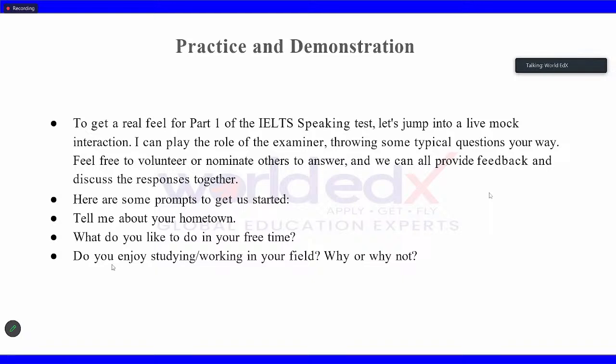Pearl, Urvashi, Kavi, Adi, Ankit, anyone? Saklan, Ankita? Okay.